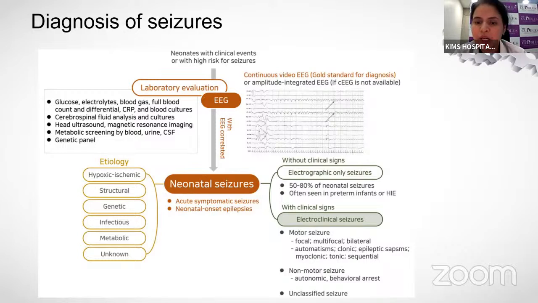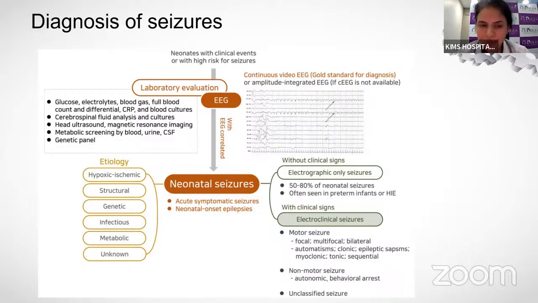So continuous video EEG not only helps us to detect the electrographic only seizures, or subtle or non-clinically overt seizures, which could be commonly seen with preterm infants with seizures or with hypoxic ischemic encephalopathy. But EEG may also give us important prognostic information in terms of the long-term outcome, and may also be useful for deciding the duration of anti-epileptic therapy.